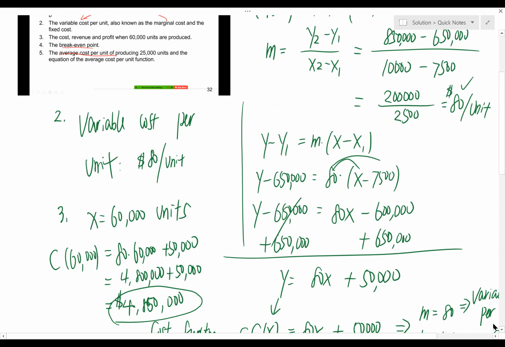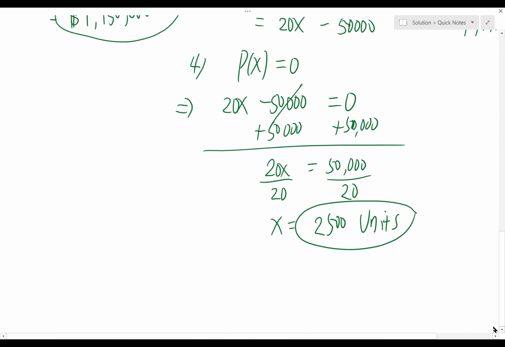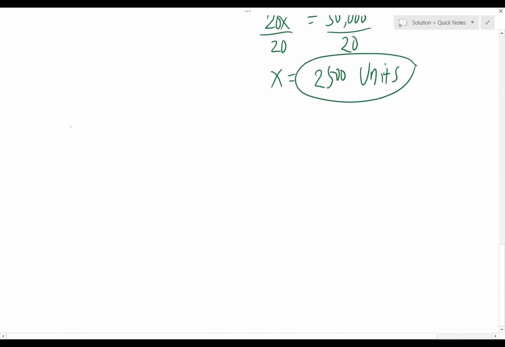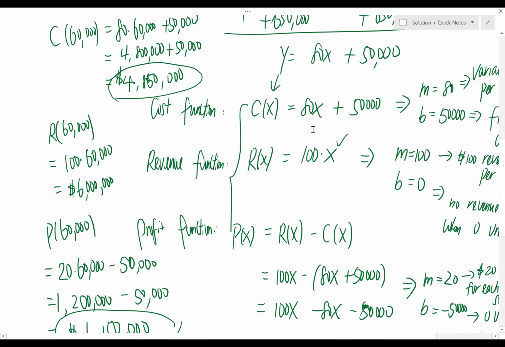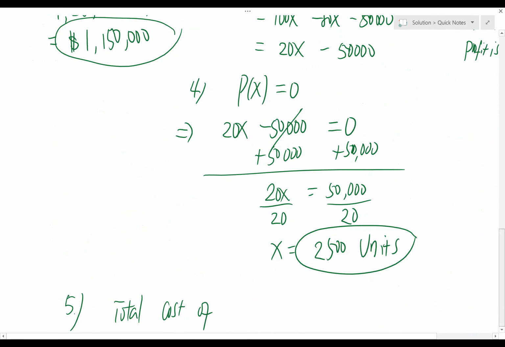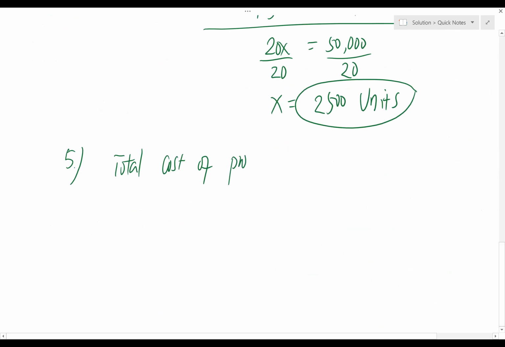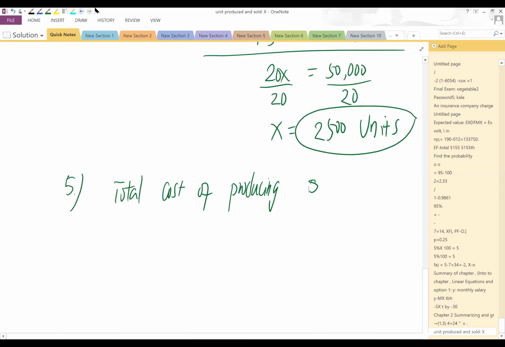Okay, so in order to find out average cost per unit, we need to know the total cost, right? So we're going to find out the total cost first. Total cost of producing 25,000 units.